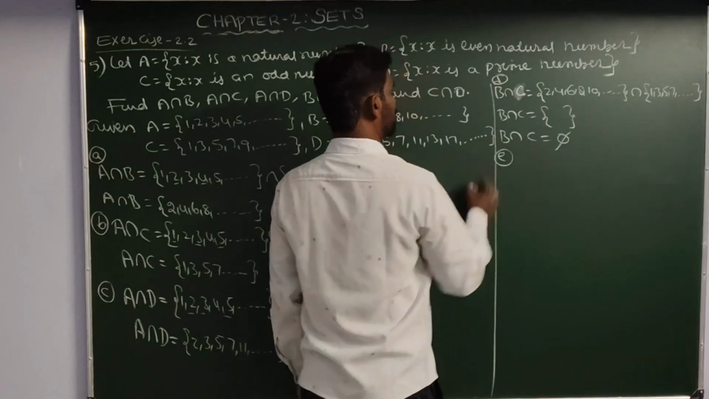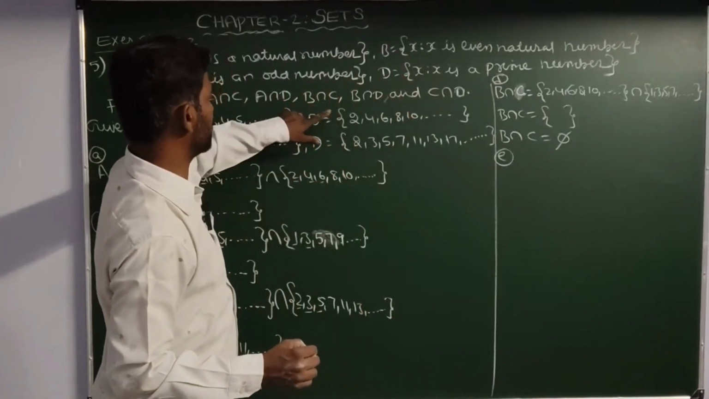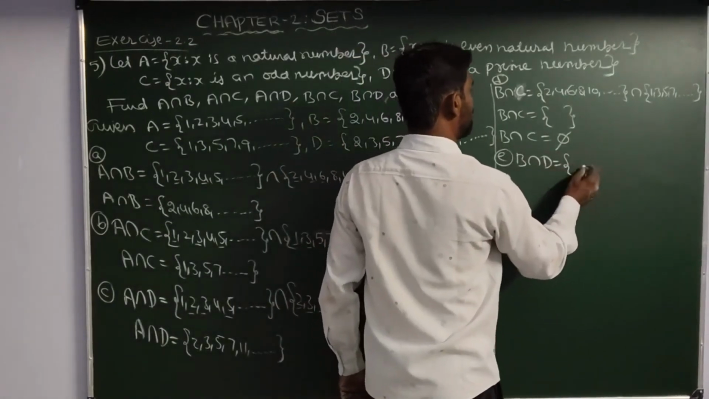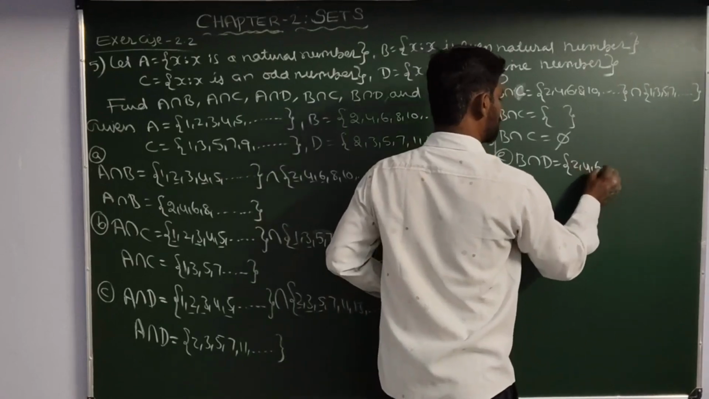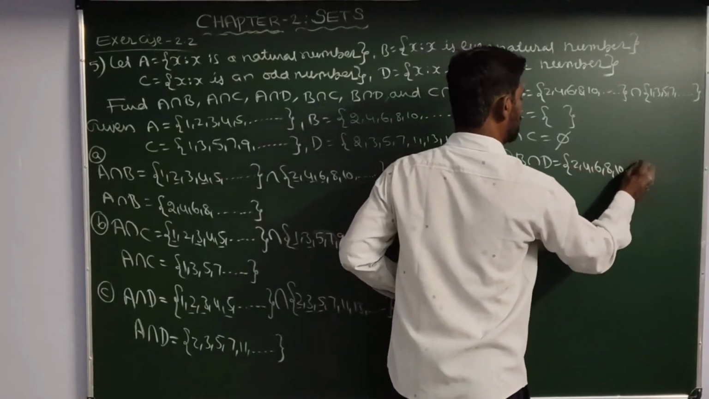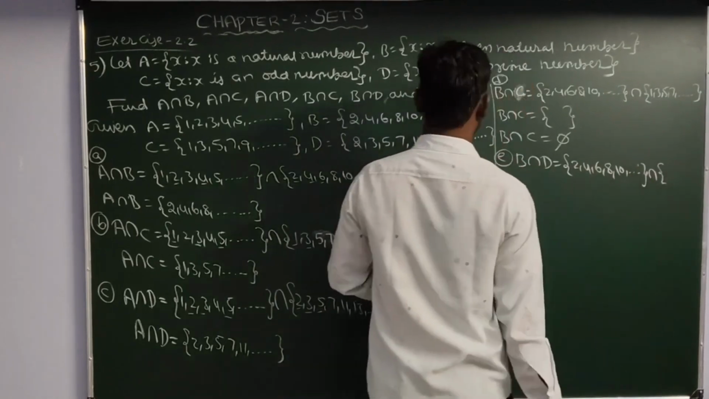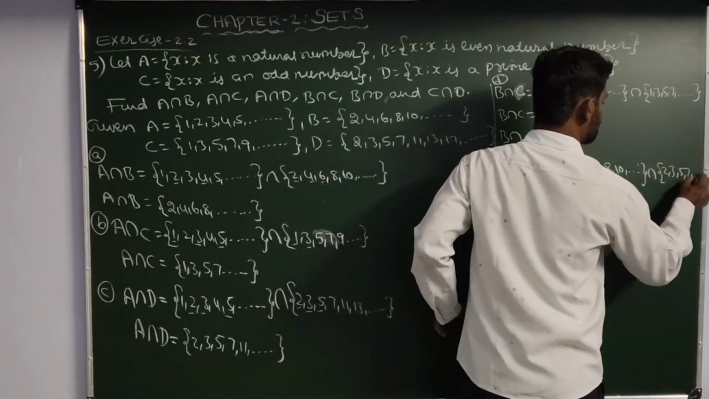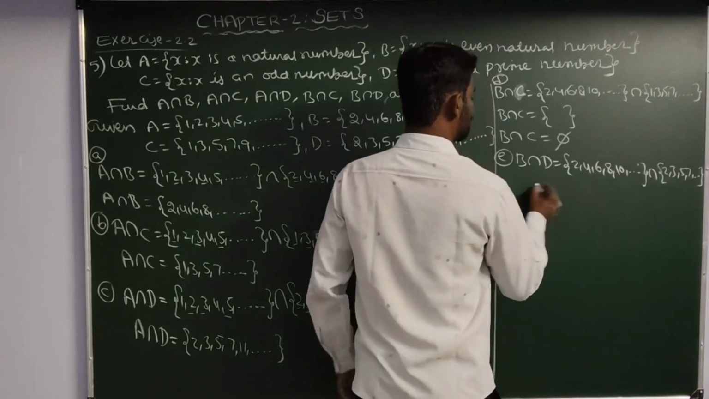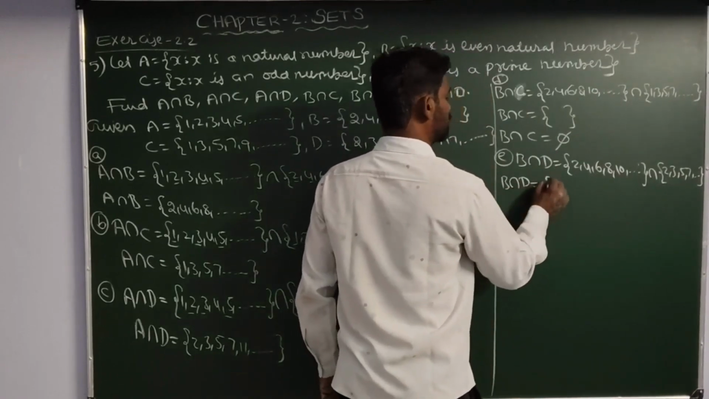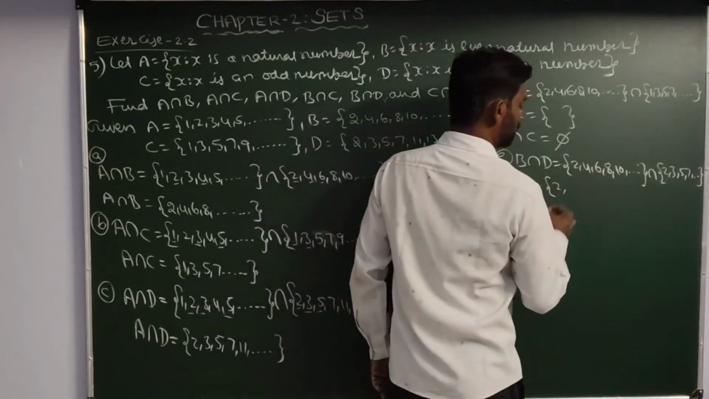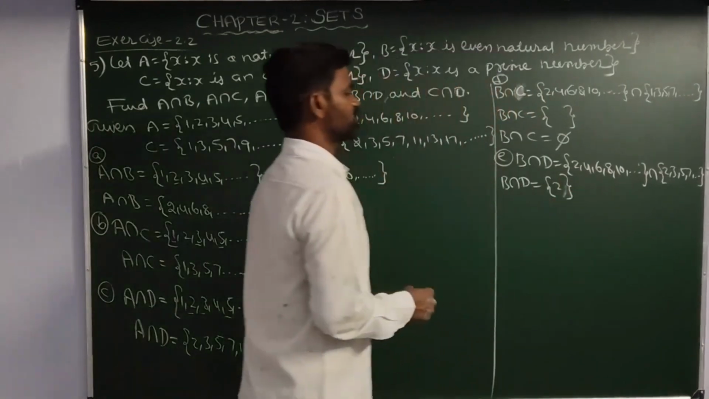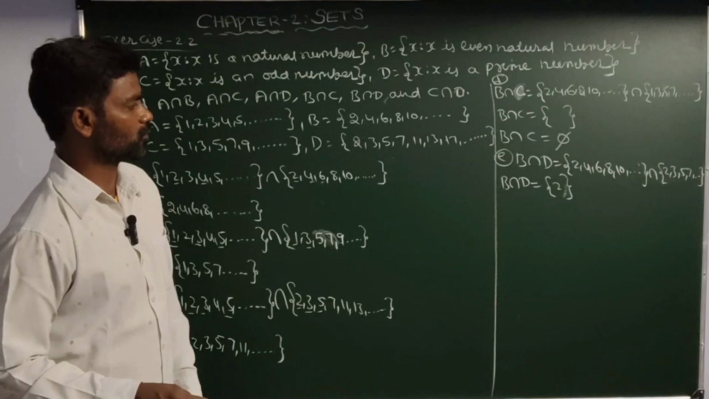Next, the fifth question. What do we have to find? B intersection D. So what is B intersection D? B elements are 2, 4, 6, 8, 10, and so on. Intersection D elements. What are the D elements? Prime numbers 2, 3, 5, 7, and so on. So B intersection D is equal to 2. Only 2 is a common number. So we get only 2.